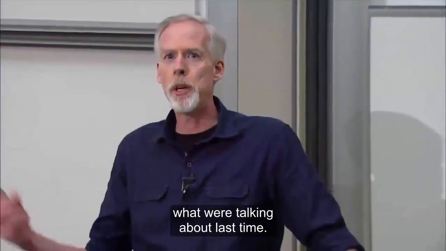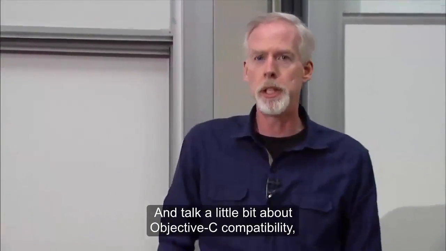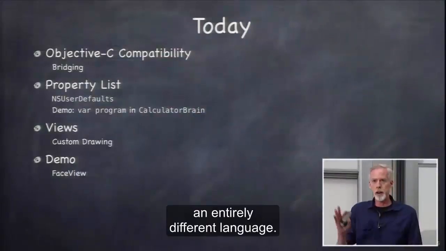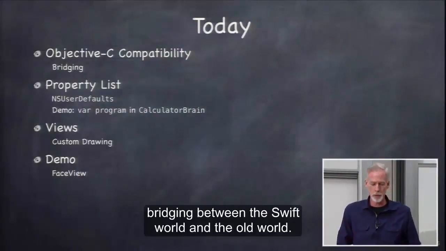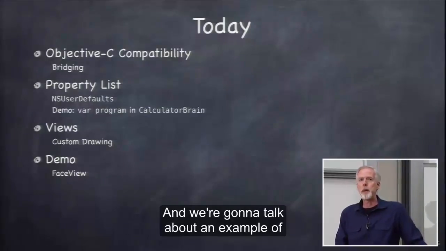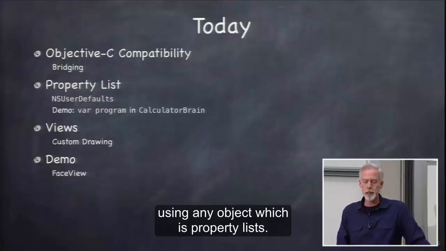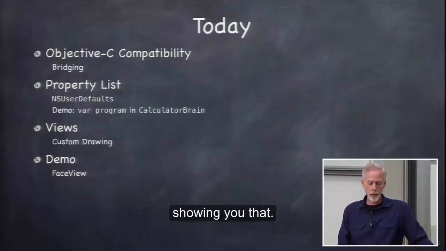And today we're going to finish up what we were talking about last time and talk a little bit about Objective-C compatibility, because, of course, iOS was originally written in an entirely different language. And so there's a little bit of bridging between the Swift world and the old world. And we're going to talk about an example of using AnyObject, which is property lists. And I'm going to do a kind of a brief demo even, showing you that.